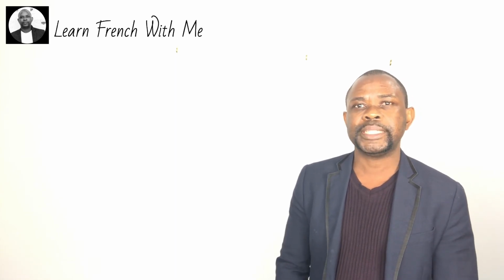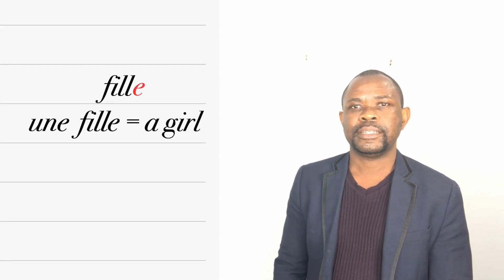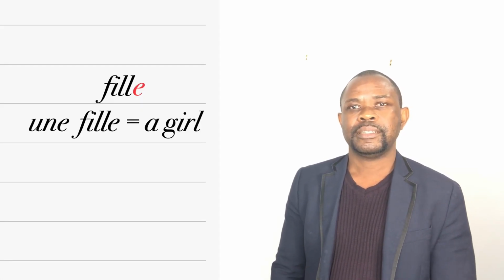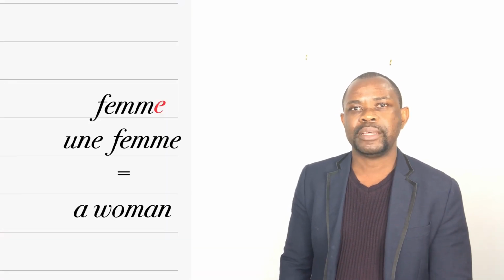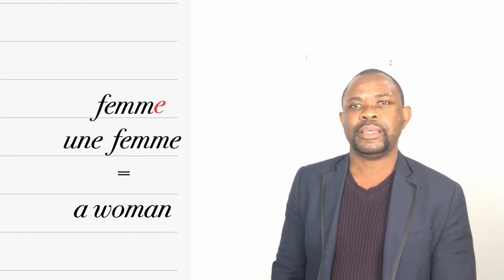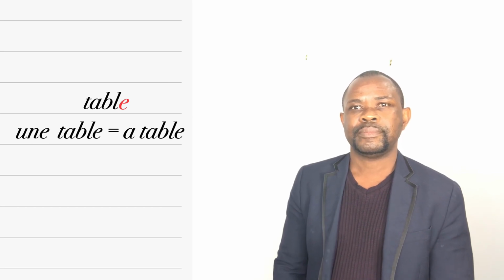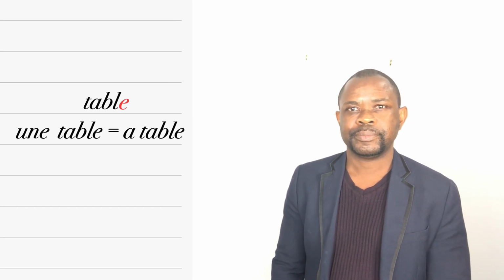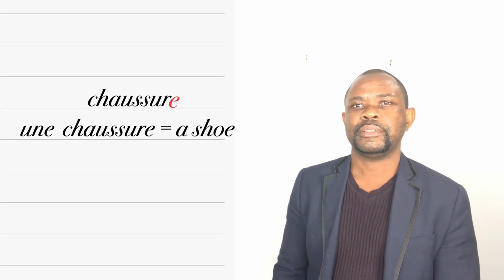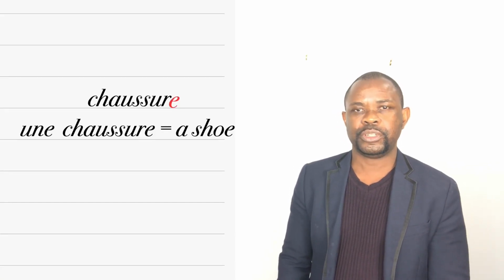An example would be fille. Une fille. Femme. Une femme. The first two examples are very obvious. But here's a strange one. Table. Une table. Chaussure. Une chaussure. Cassette. Une cassette.